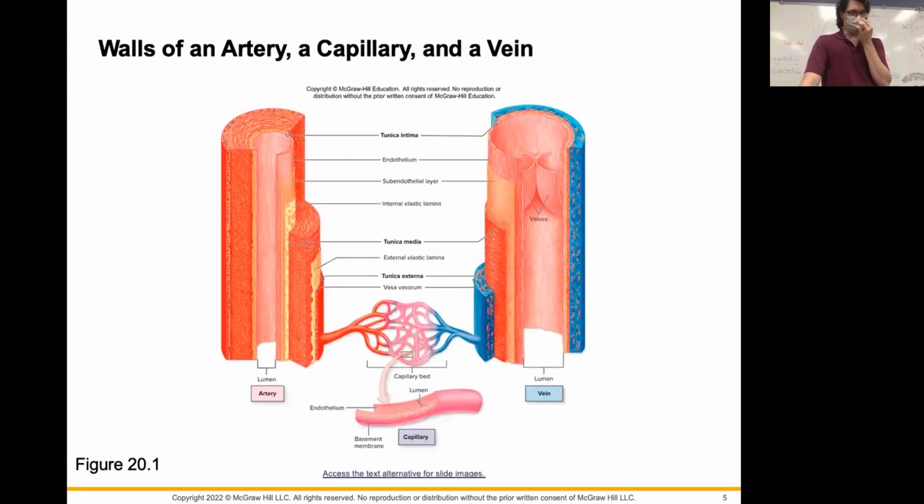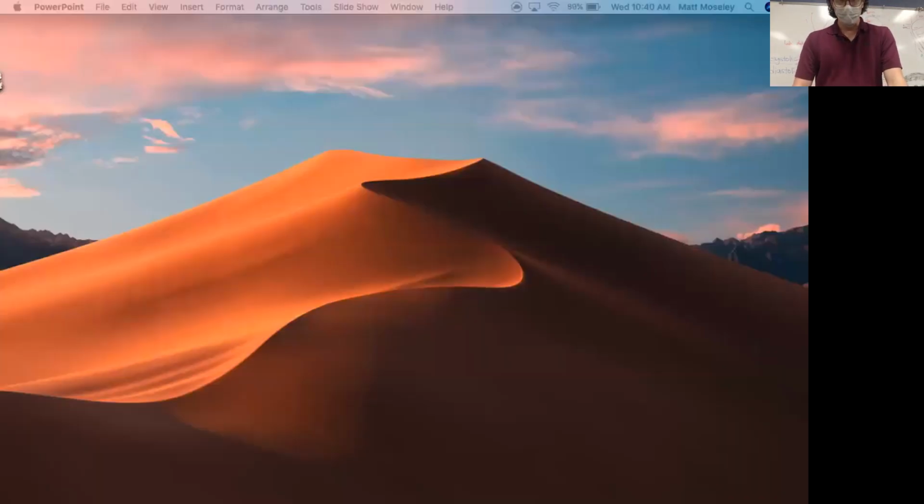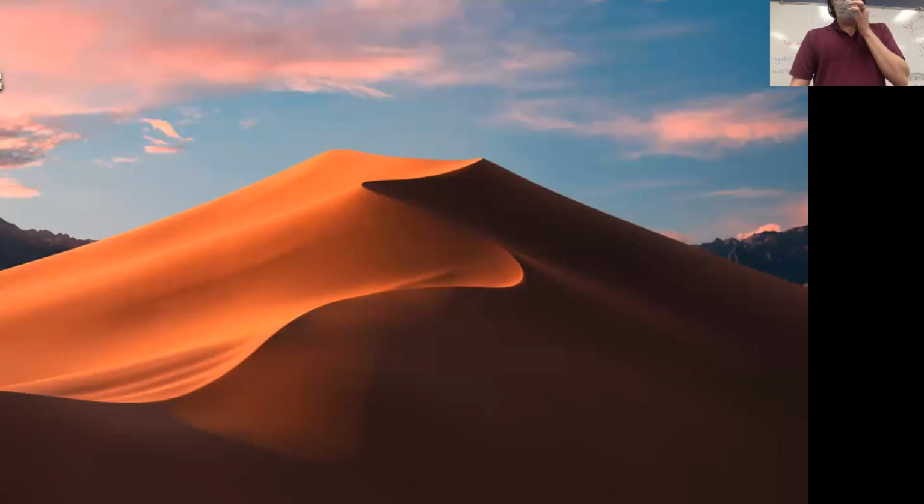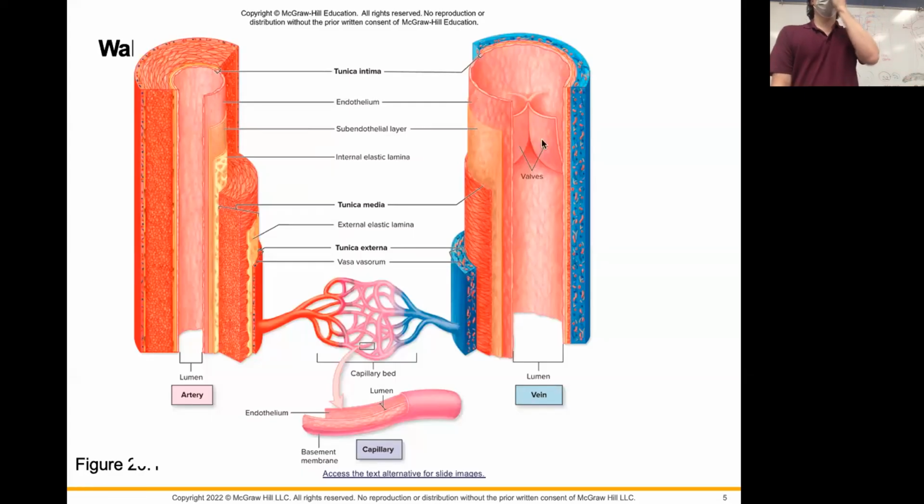Now, to get us here, we can look at the walls of the blood vessels. Let me blow this up just a little bit more so we can see it a little better. How centered is that? Not very, but it's fine. All right, so here we have our blood vessels. We have an artery on your left and we have a vein on your right, and we have a capillary in the middle. First, let's go ahead and look at the functional part. Let's look at the capillary.